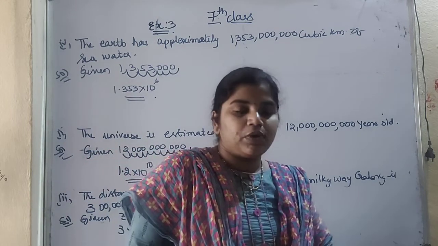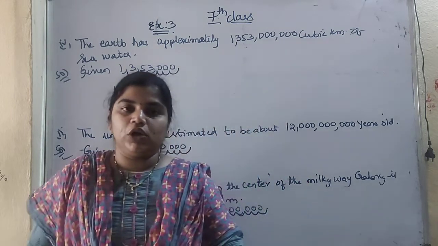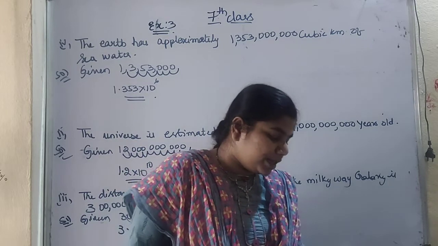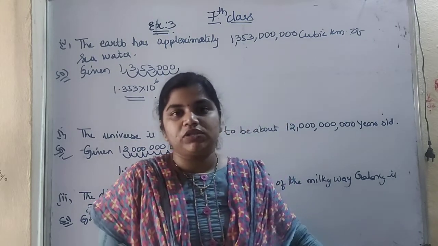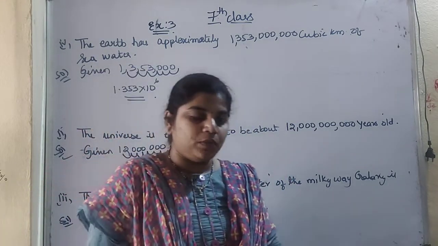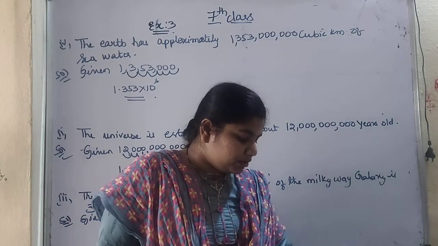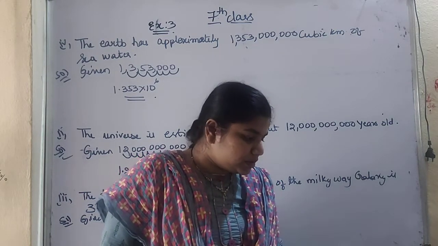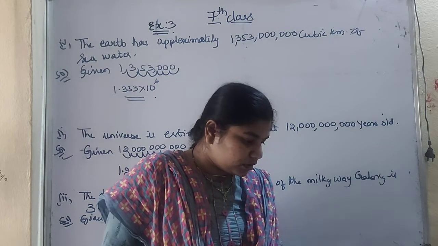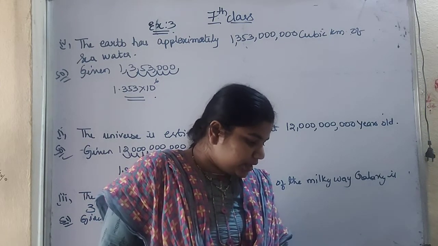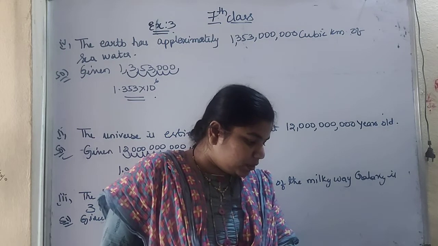We have discussed laws of exponents, what the laws of exponents are and how to solve them, and also we have learned about scientific notation, that is standard form, and how to convert numbers into standard form. So now I am starting the example problems. This is example number 1.